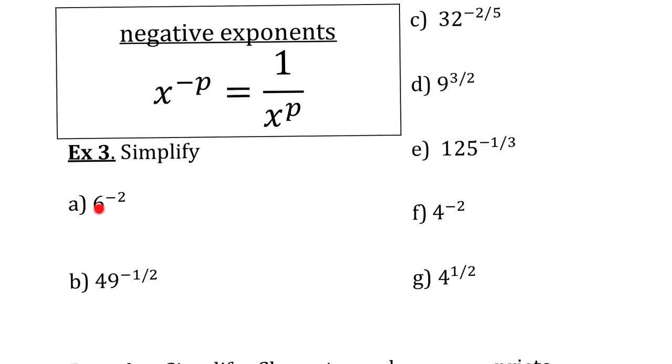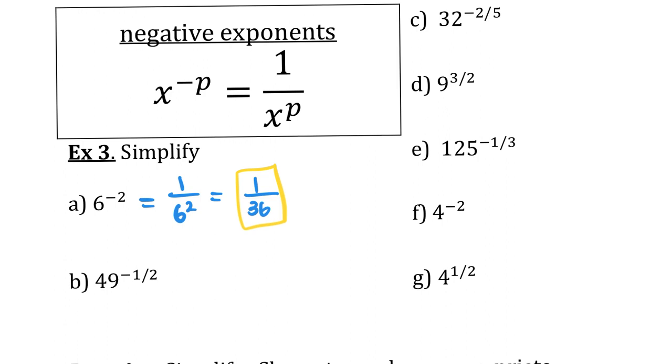Okay, I'm going to look first here. This is a negative exponent. Negative exponent means fraction. So I'm going to rewrite this as 1 over 6 to the second, which is 1 over 6 times 6, 36. That's my answer. Okay, negative exponents are fractions. Fractional exponents are roots.